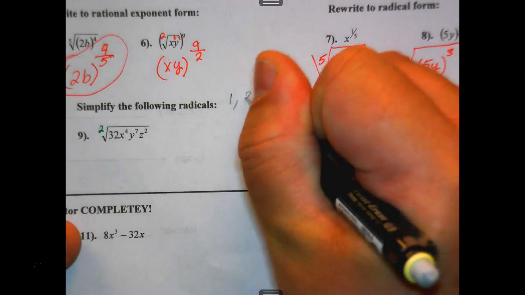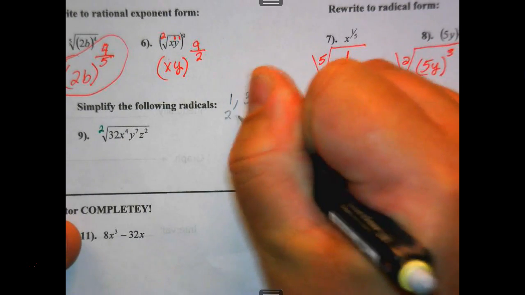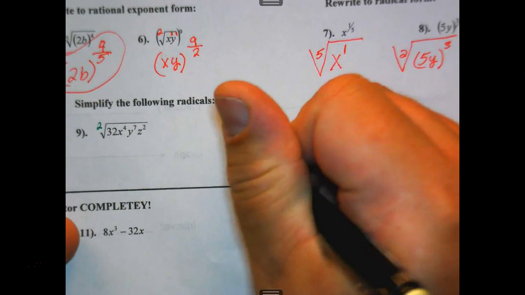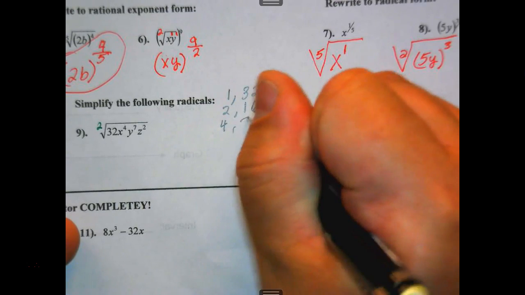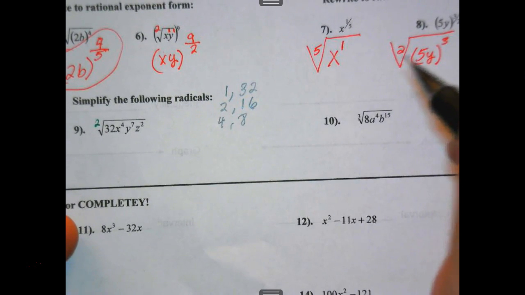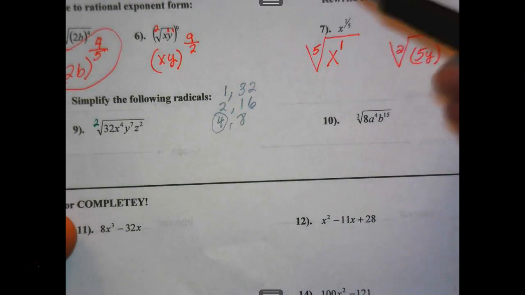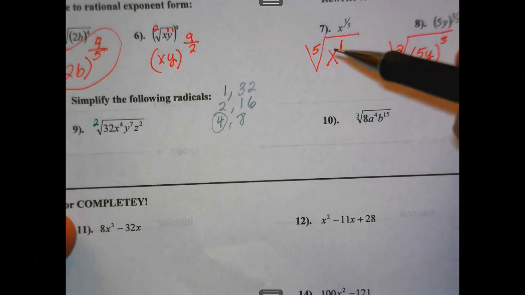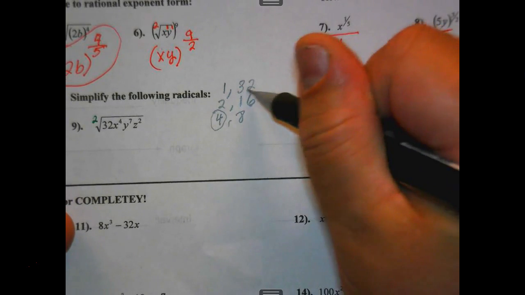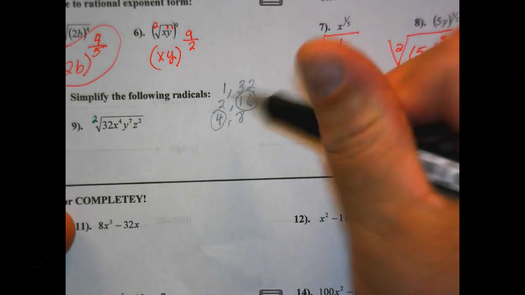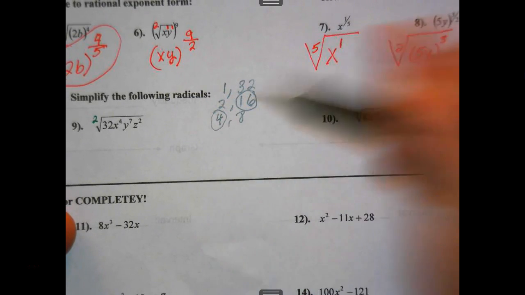factors of 32. 1 and 32. 2 and what? 3 doesn't go in there. 4 and 8. And that's it, right? Here's a perfect square. What else is a perfect square? 16. We want the highest perfect square, so we're going to use the factors 2 times 16.